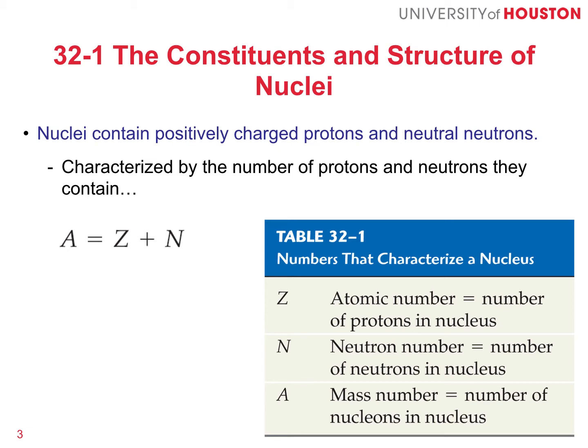The number Z is the number of protons in the nucleus, and if the nucleus is neutrally charged, this number will equal the number of electrons that surround the nucleus. Finally, we have the letter N that represents the number of neutrons. Therefore, it is pretty straightforward to show that A has to equal Z plus N.